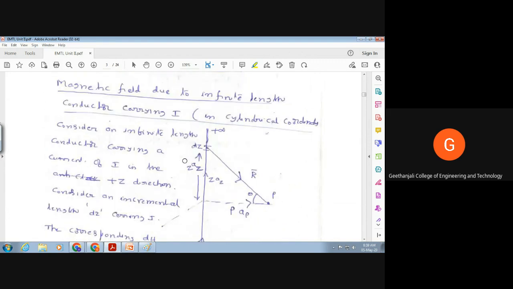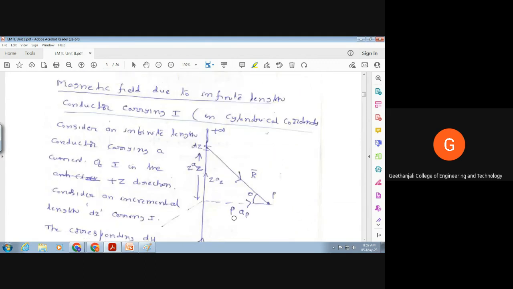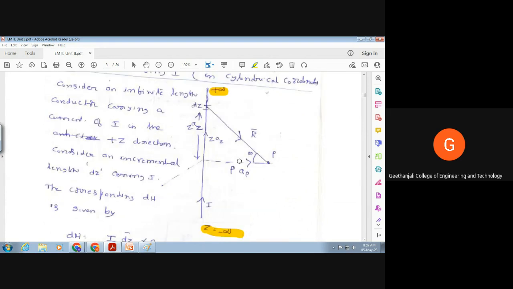Now let us consider an infinite length conductor placed along the z direction, carrying a current of I in the positive z direction. Because it is an infinite length conductor, the limits of z would be minus infinity to plus infinity. It is carrying a current of I in the positive z direction.